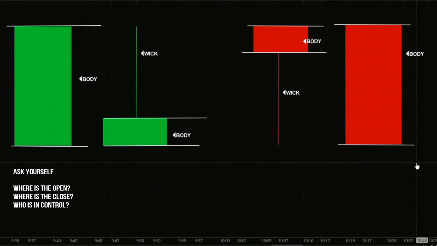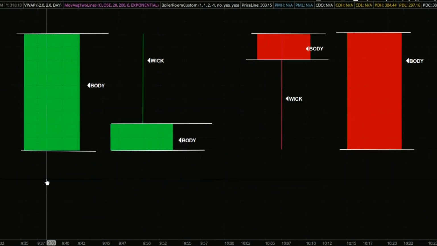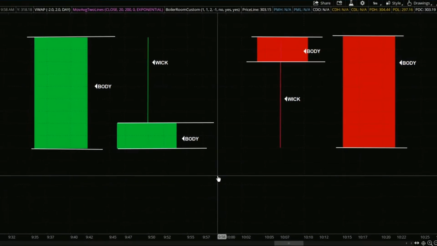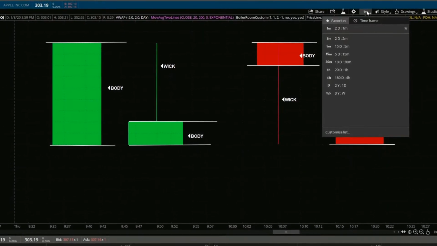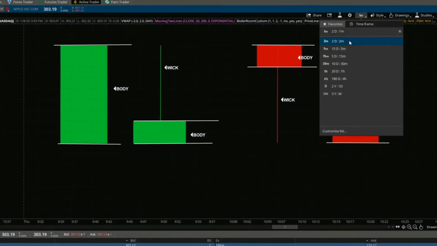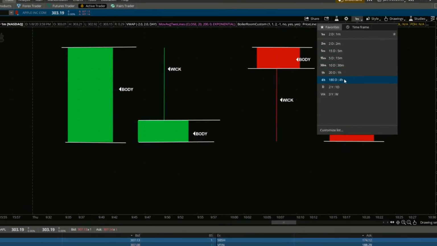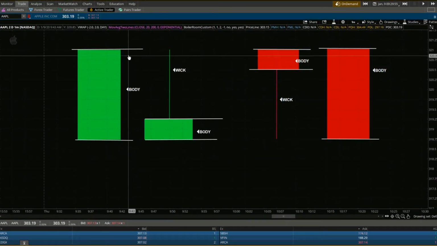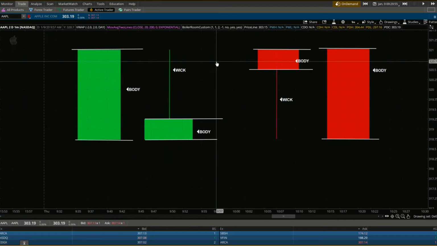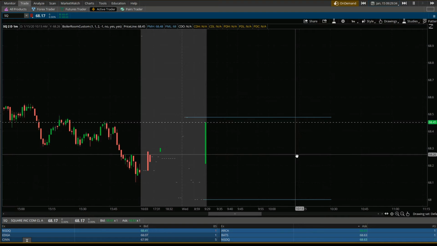Now, these candles can be on a 1-minute chart, 2-minute chart, 3-minute chart, 4-minute chart, 5-minute, 15-minute. You get the point. Daily, weekly, monthly. I primarily trade on a 1 and 2-minute chart, and the selection is made right up here. I can pick whichever time frame I am most comfortable trading. Now that we know how the bodies form and who is in control at that particular time, let's take a look at the price chart.